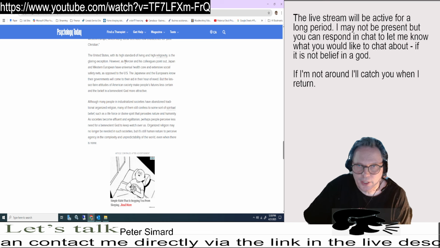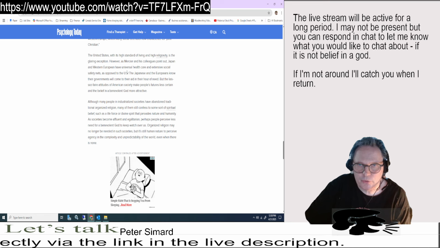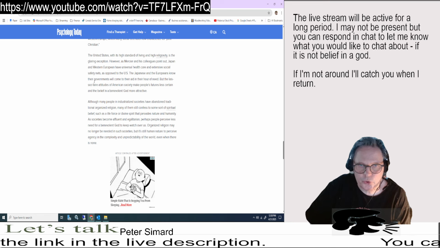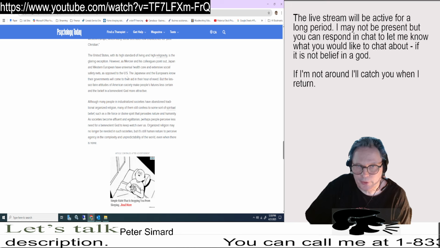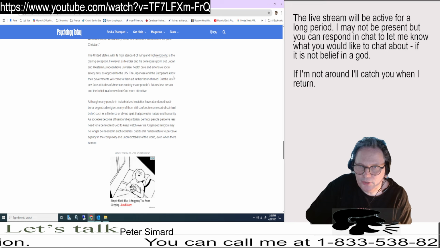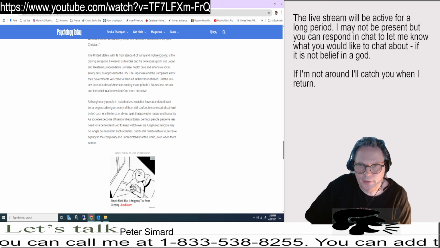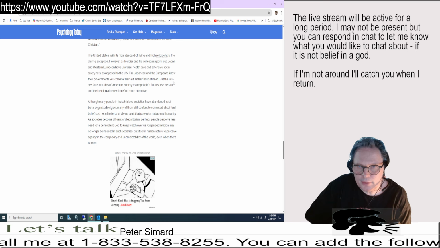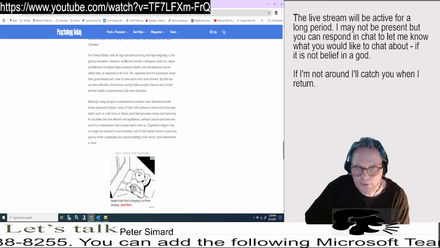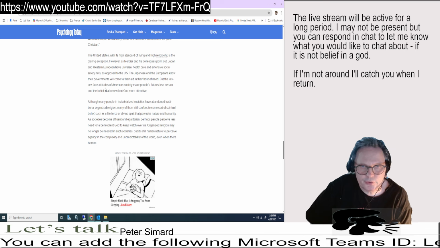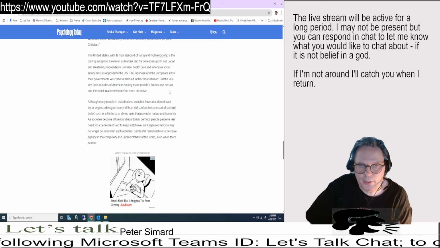However, as Mercier and his colleagues point out, Japan and Western Europe have universal health care and extensive social safety nets, as opposed to the U.S. The Japanese and the Europeans know their governments will come to their aid in their hour of need, but the laissez-faire attitudes of American society make people's future less certain and the belief in a benevolent God more attractive.